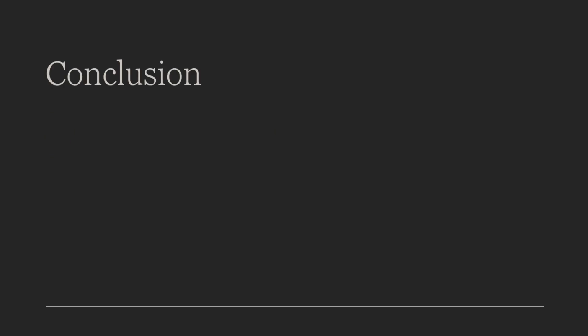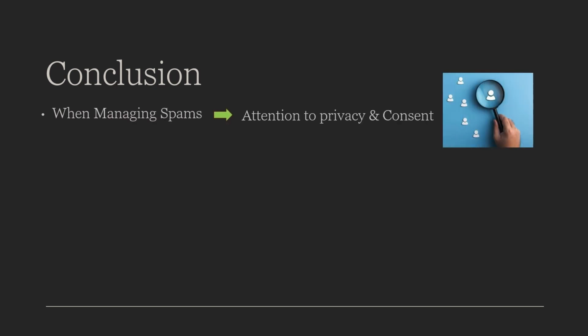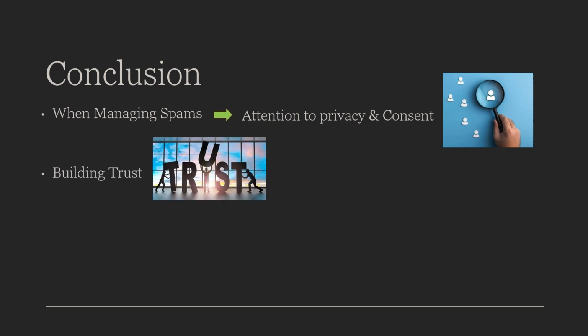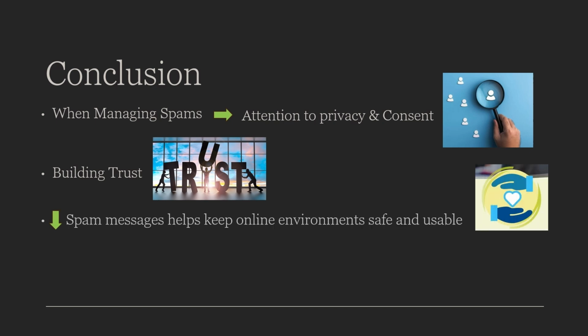In conclusion, managing unsolicited communications ethically is a complex but essential responsibility. Managing junk mail, calls, and emails requires a balanced focus on privacy, consent, and user respect. Companies that prioritize these aspects not only help to build trust but also uphold ethical standards in communication. By actively reducing spam messages, we help protect online privacy and ensure communication channels remain accessible and safer for all.